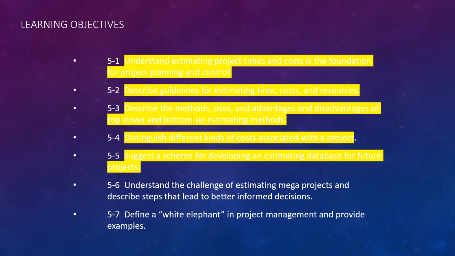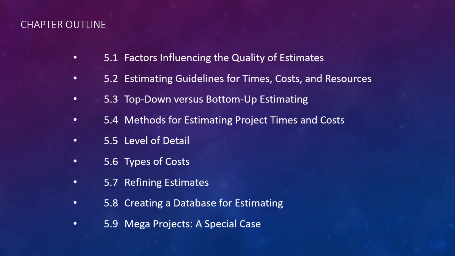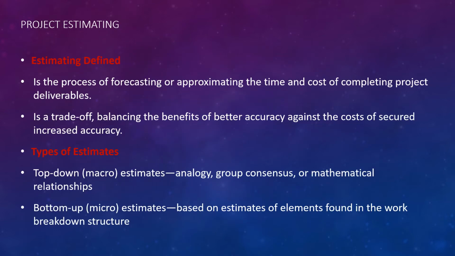We're going to describe guidelines for estimating time, cost, and resources. We're going to talk about methods that are used to do these things. We're going to distinguish between different kinds of costs associated with a project, and we're going to suggest a scheme for developing an estimating database for future projects. Okay, so here we go.